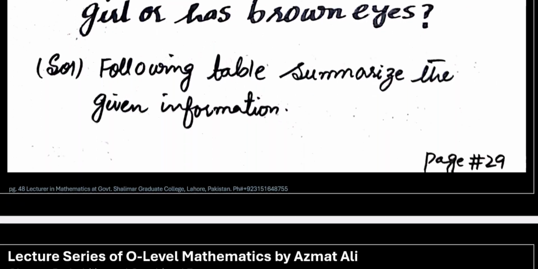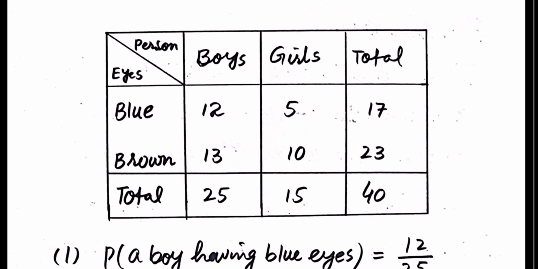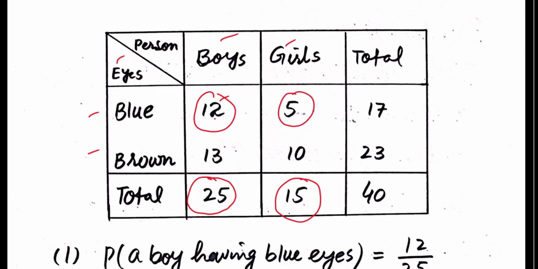The following table summarizes the given information. This is the given information. Boys, girls, eyes, blue, brown. Total boys are 25 and total girls are 15. 12 boys have blue eyes and 5 girls have blue eyes. So the remaining have brown eyes.